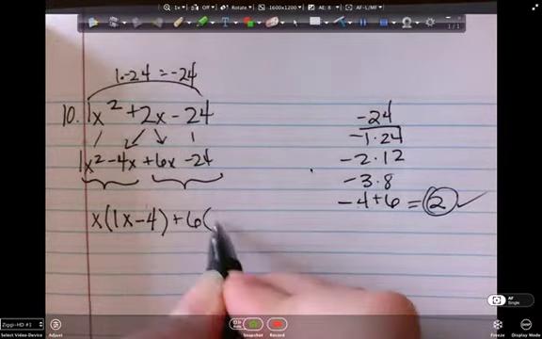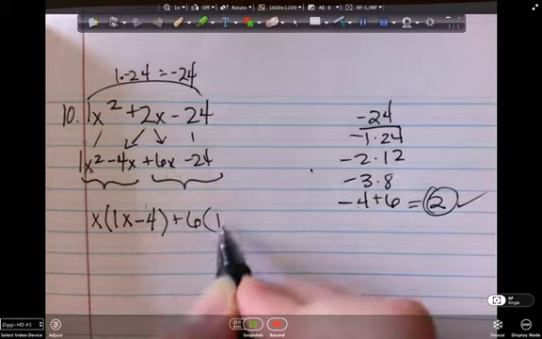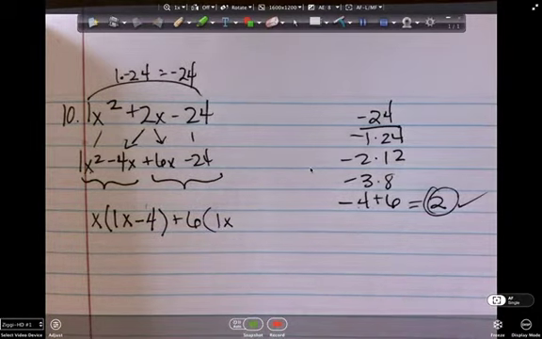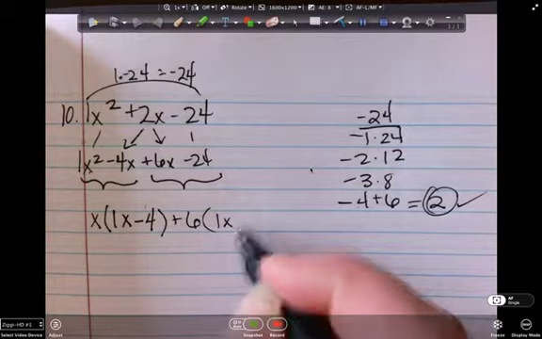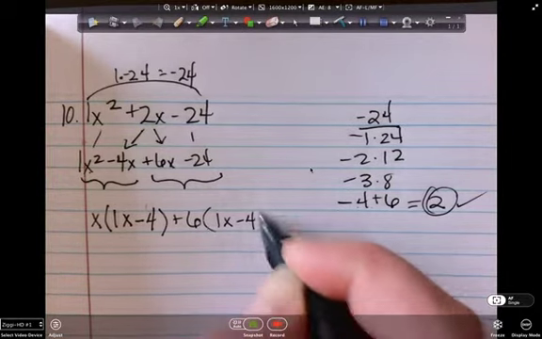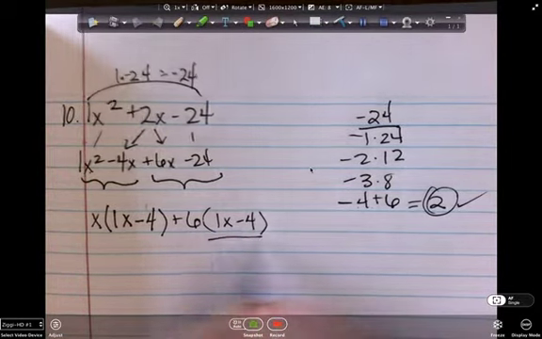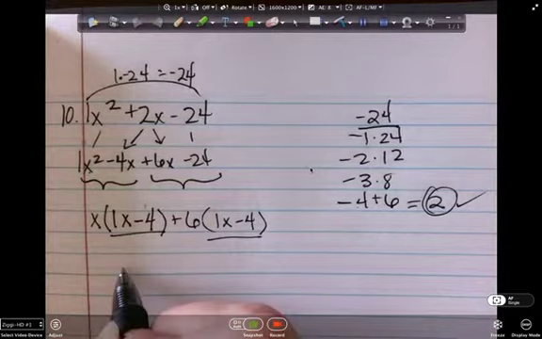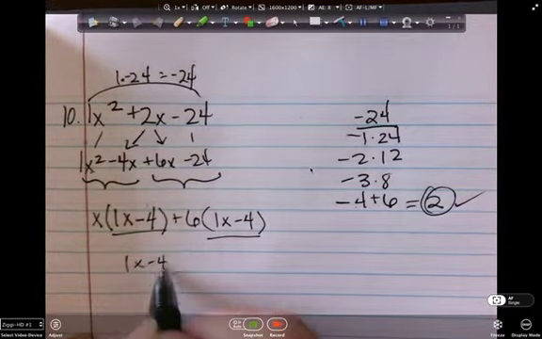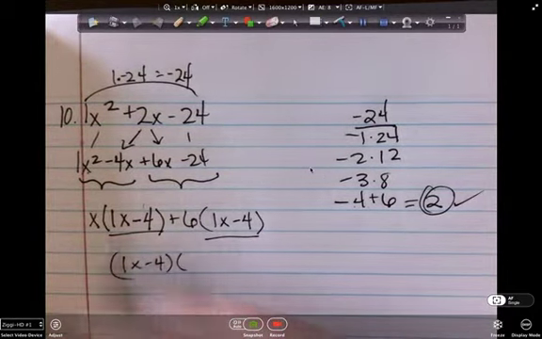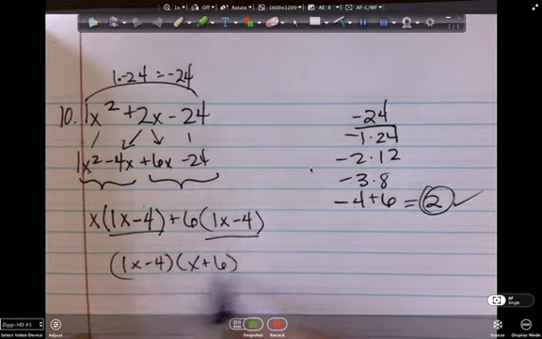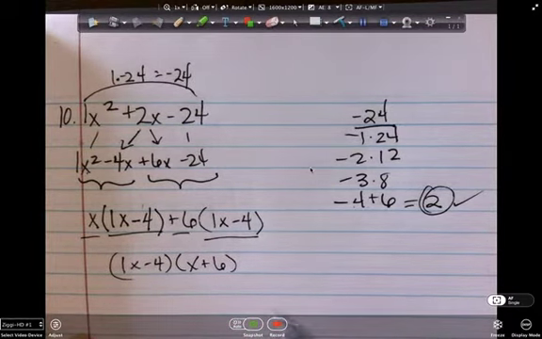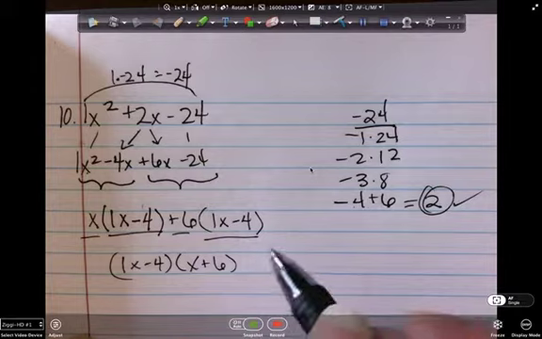6 divided by 6 gives me 1. I did not take out the x because my negative 24 doesn't have an x. Negative 24 divided by 6 is going to give me negative 4. And what's inside my parentheses here should match, and it does match. So I have 1x minus 4 in my first set of parentheses, and then x plus 6 in my other set of parentheses. So that is my final answer.